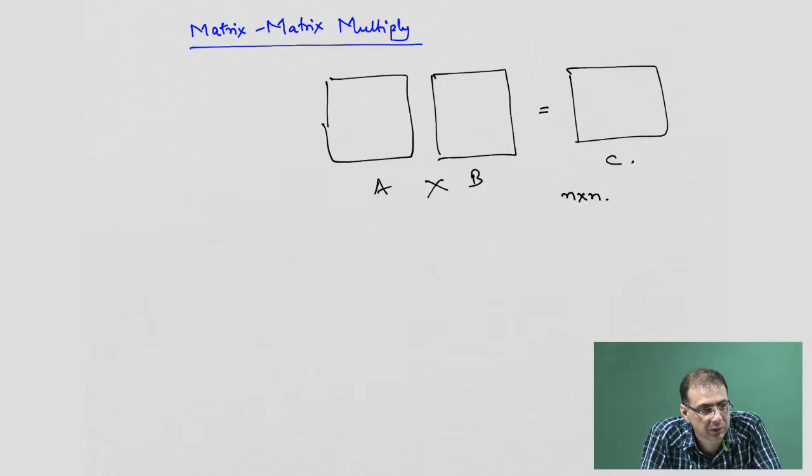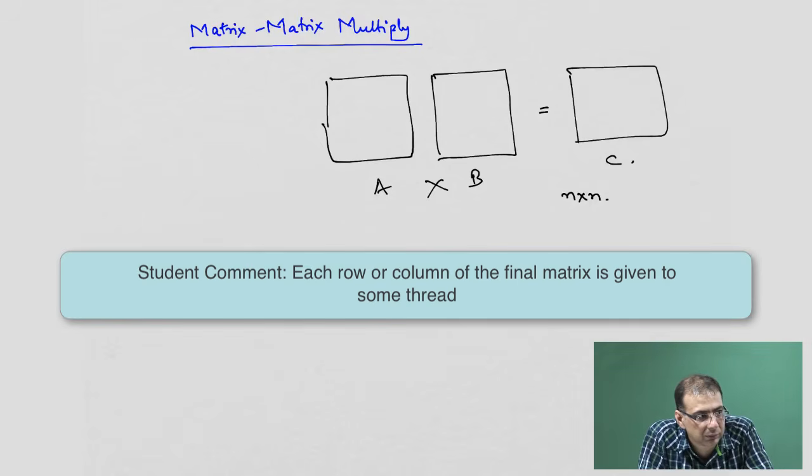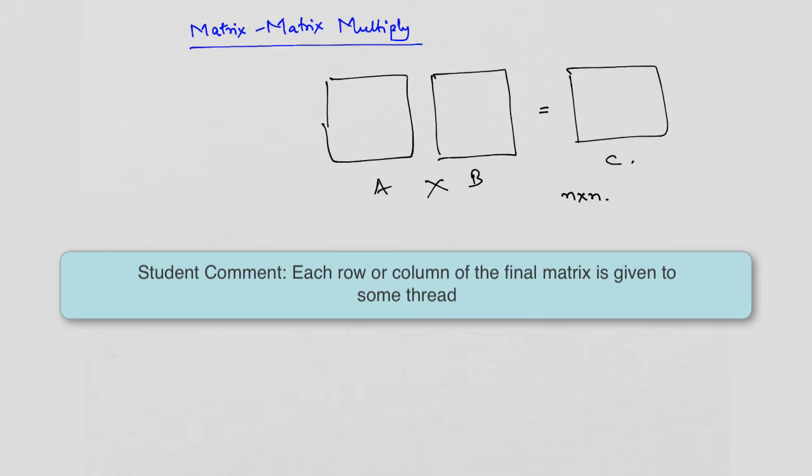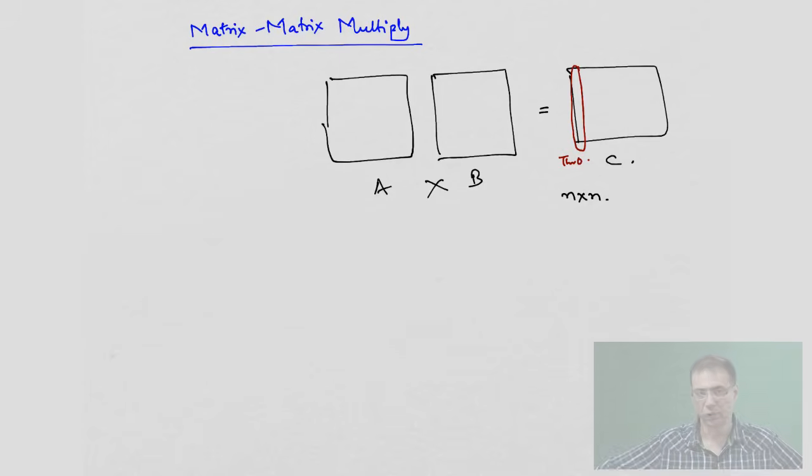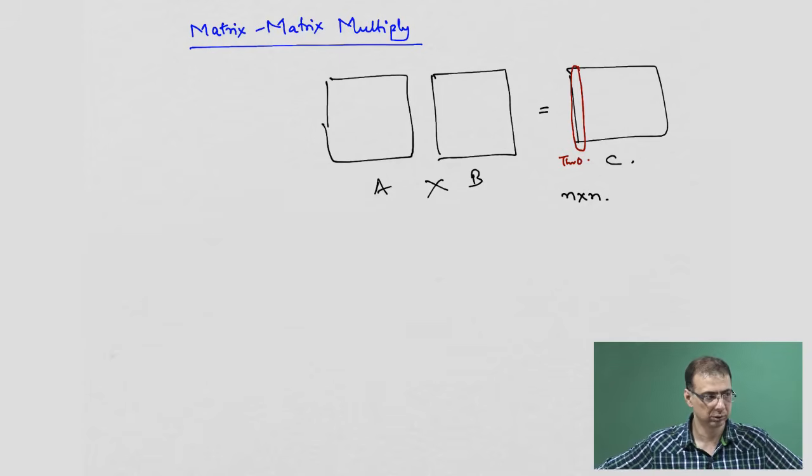How should I distribute this? Each row of the final matrix is given to a particular thread. Okay, let's see how that works. So I give this to thread 0. First let's talk about this approach, then we'll go to that one.